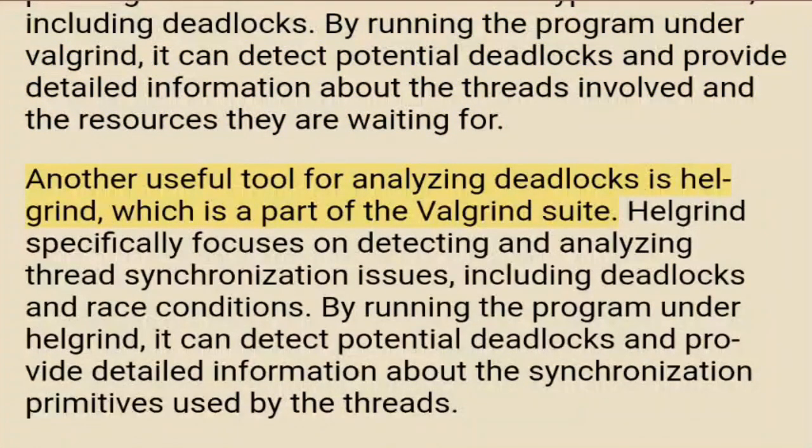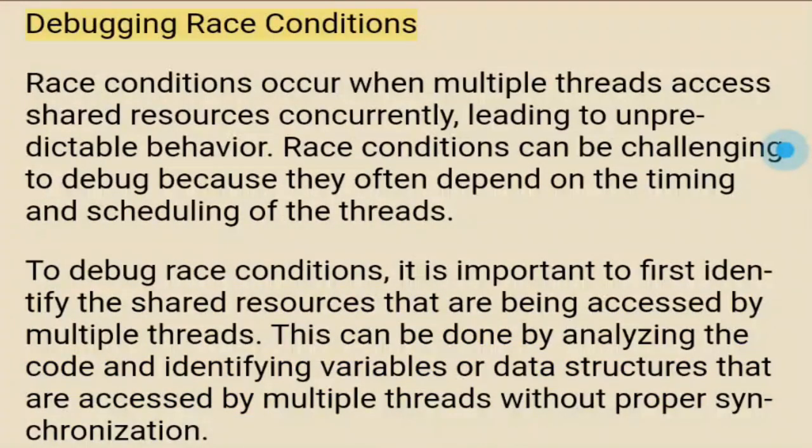Another useful tool for analyzing deadlocks is Helgrind, which is a part of the Valgrind suite. Helgrind specifically focuses on detecting and analyzing thread synchronization issues, including deadlocks and race conditions. By running the program under Helgrind, it can detect potential deadlocks and provide detailed information about the synchronization primitives used by the threads.